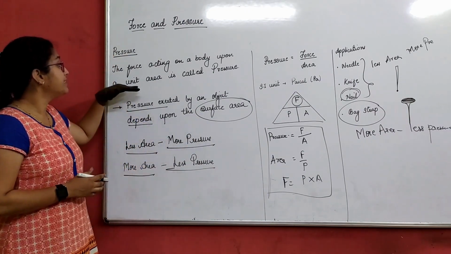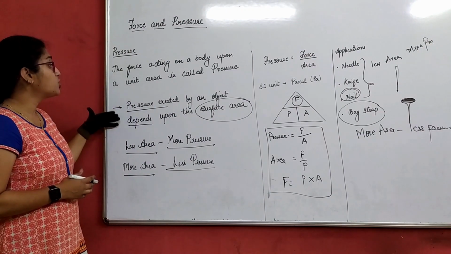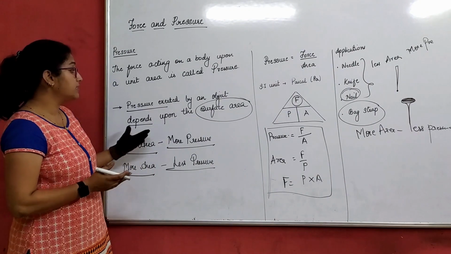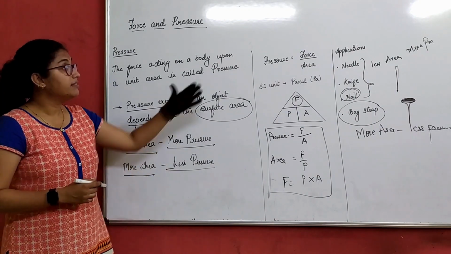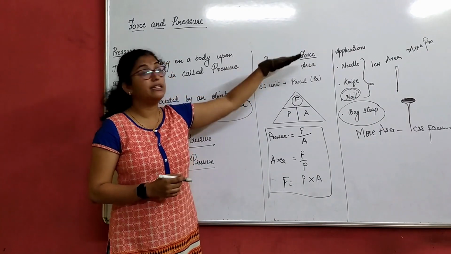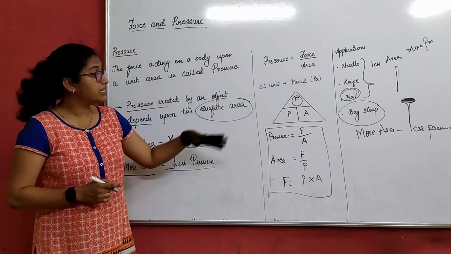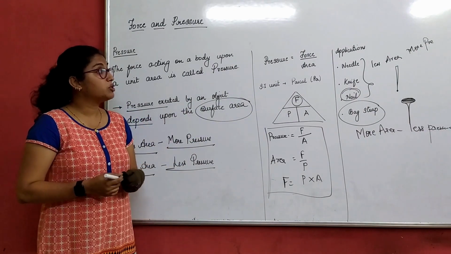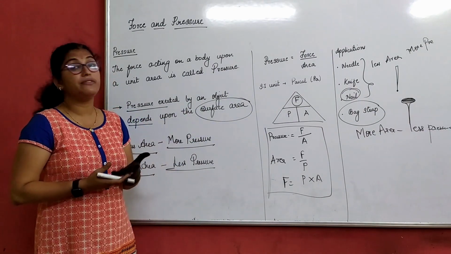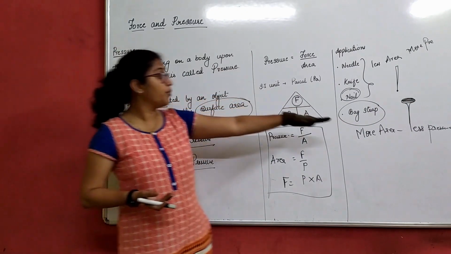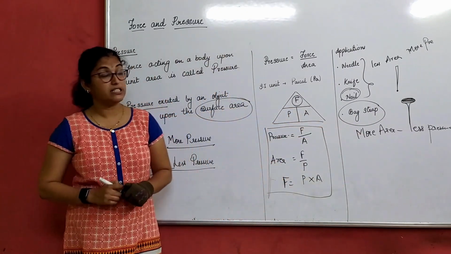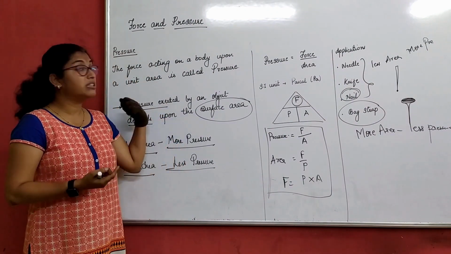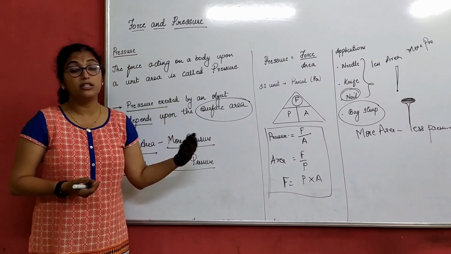So we understood the definition of pressure. We understood how pressure exerted by an object depends upon the surface area. We understood how to write pressure in terms of force and area, the SI unit of pressure, and some applications of pressure with respect to how it is affected by area, and how it affects in the other way also. Now when we are talking about pressure, we also know that pressure is exerted on fluids also.